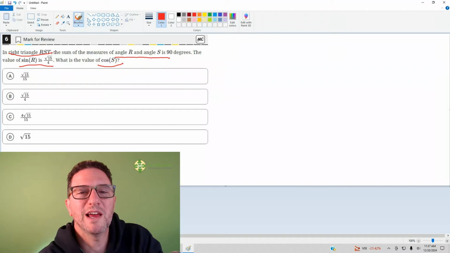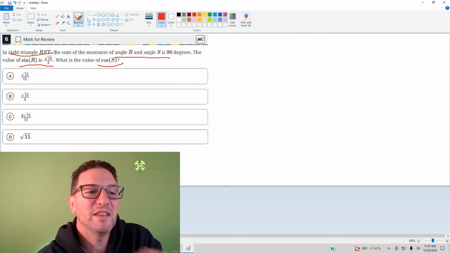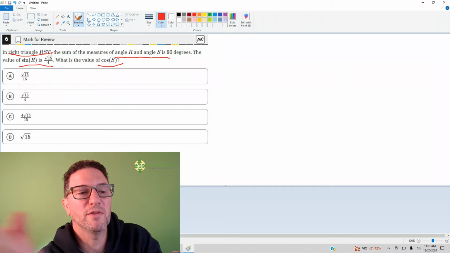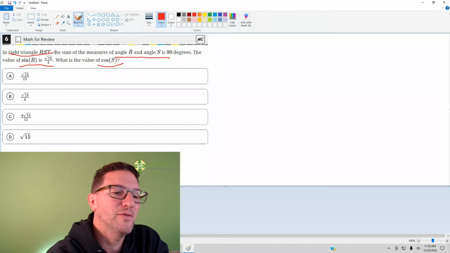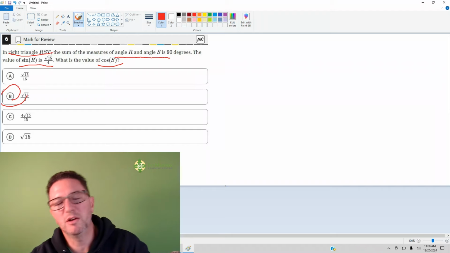Since R plus S equals 90, then the sine of one has to equal the cosine of the other. In other words, if the sine of R equals root 15 over 4, then the cosine of S also has to equal root 15 over 4.